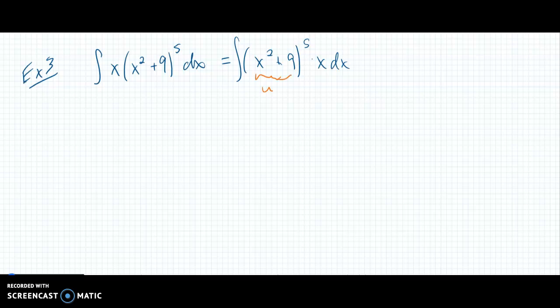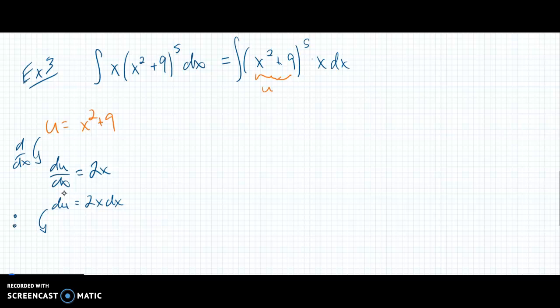Here's my u. So u is equal to x squared plus 9. Derive with respect to x: du/dx is equal to 2x. And then I could go du equals 2x dx by multiplying. And look here, x dx, 2x dx. What do I got to do? Well, I got to divide by 2 this time. And that gives me a half of du is equal to x dx.